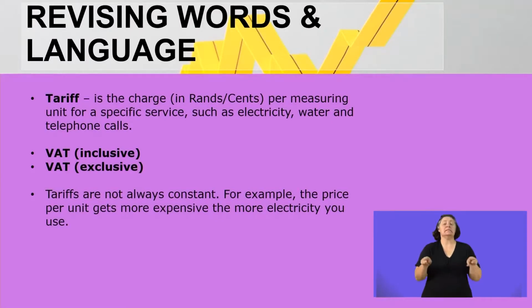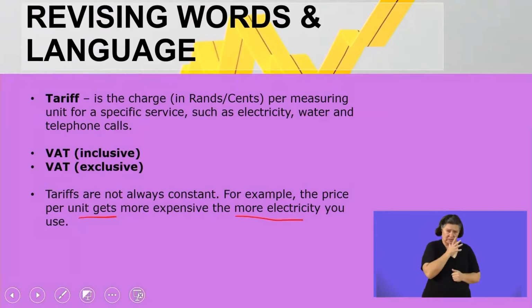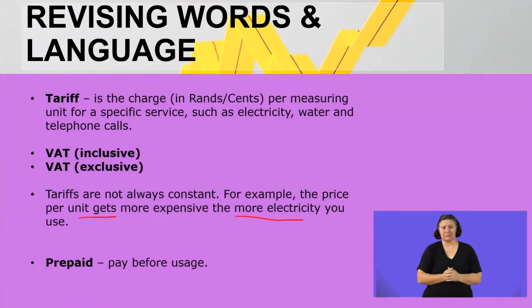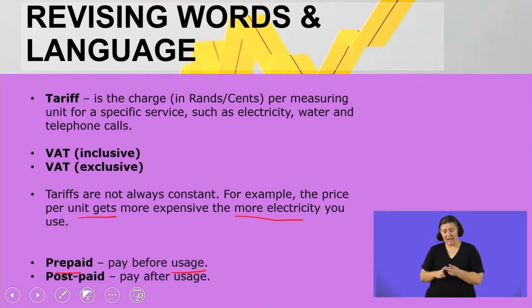Then I also indicated here, tariffs are not always constant. For example, the price per unit gets more expensive. For example, the more electricity you use, the more expensive the rate becomes per unit. Then we will also be looking at prepaid. That is, you pay before any usage. And then obviously the opposite of that is what we call postpaid, where you pay after usage.